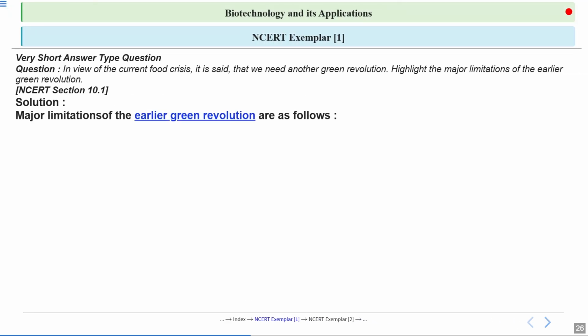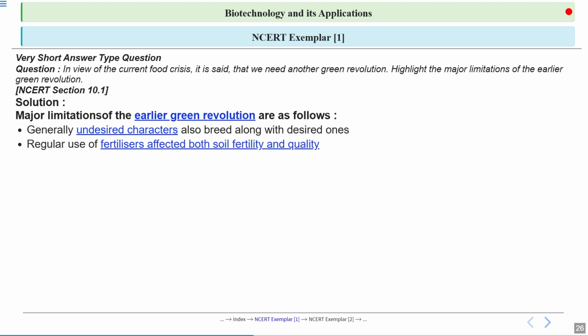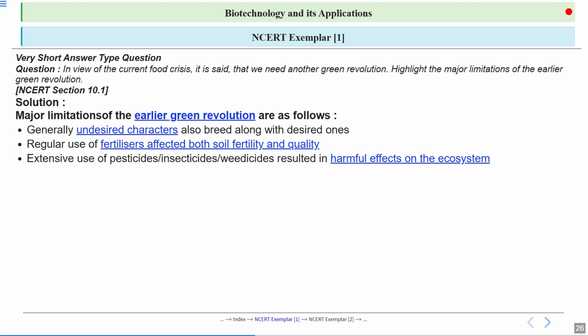So the answer is, what are the main drawbacks of the earlier green revolution? First, undesired characters also breed along with desired characters. We know that we were not using genetically modified organisms or genetic engineering in the previous green revolution, so what used to happen is we could get undesired characters also with the desired ones. Then there has been the use of fertilizers which can affect soil fertility and quality. Fertilizers and pesticides are very harmful for soil.